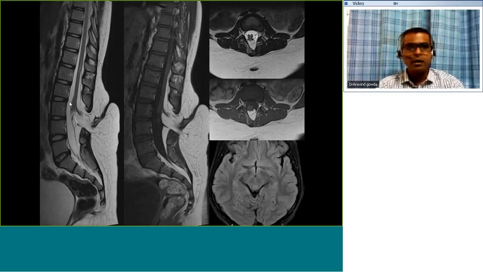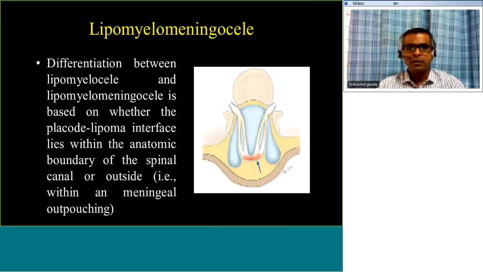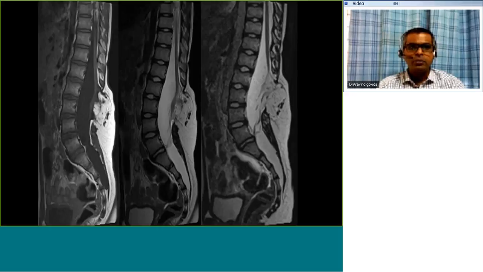This is actually a lipomyelocele. Here this placode and lipoma junction is within the spinal canal, and you can see the anterior subarachnoid space at that level is not very prominent. Whereas here in a lipomyelomeningocele, you are seeing this anterior subarachnoid space is quite prominent, and that is pushing the placode lipoma interface outside the spinal canal.